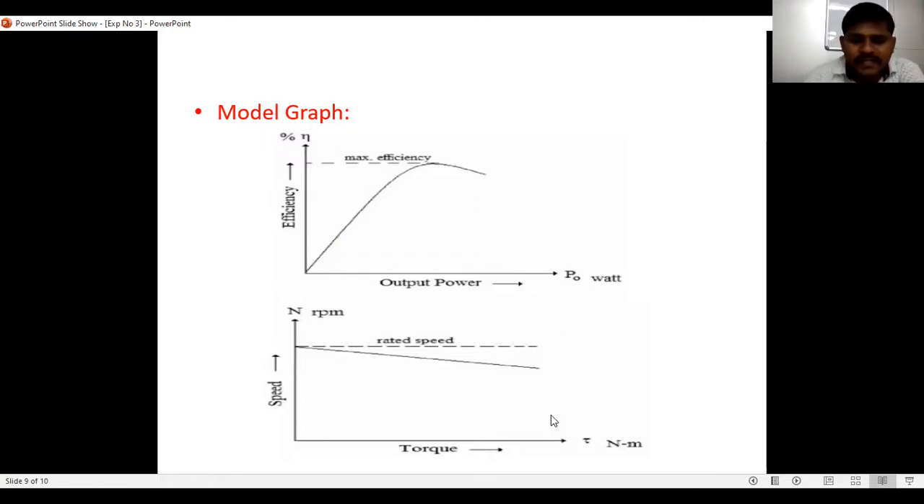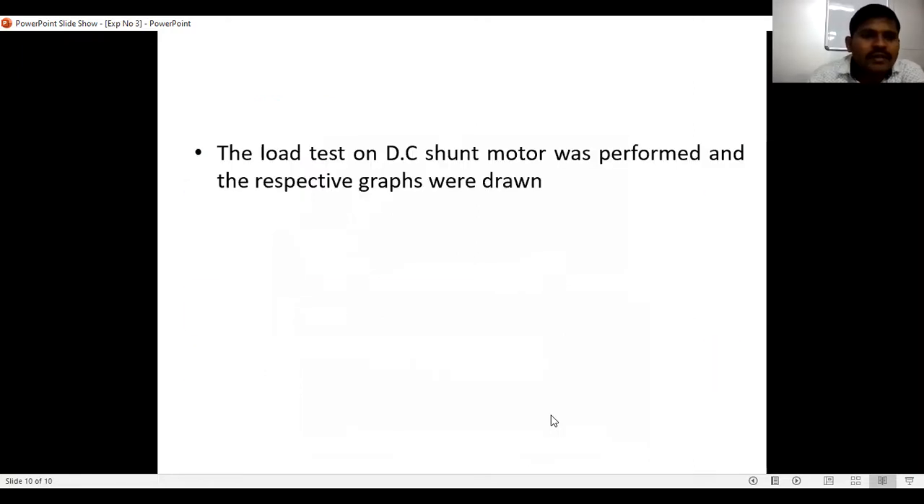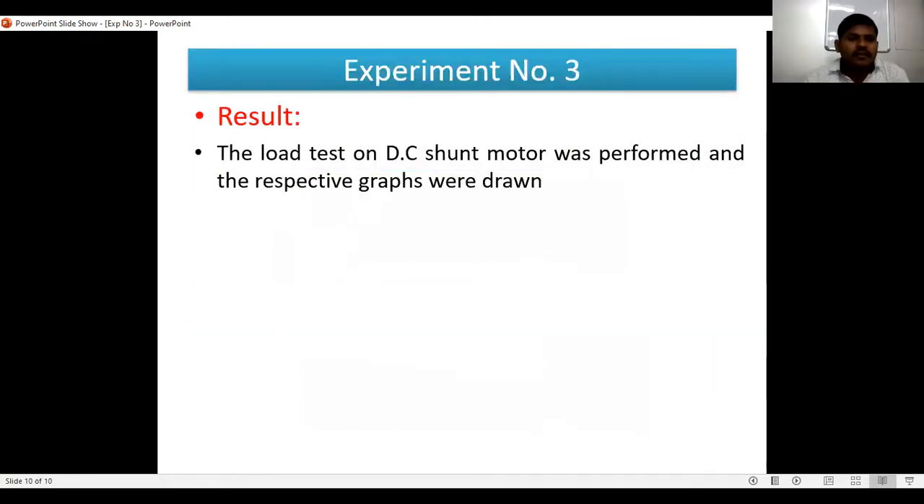Torque versus speed characteristics. So these are the model graphs, and after that finally we want to write the result. The load test on DC shunt motor was performed and the respective graphs were drawn. Okay, so this is the result that will be achieved after performing the test.